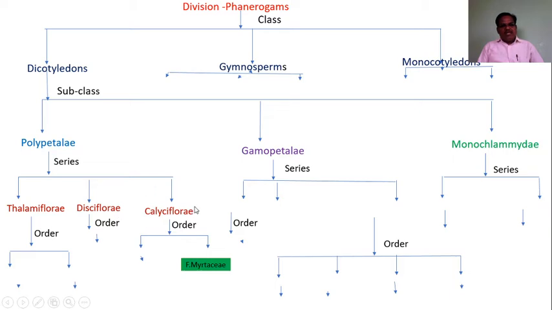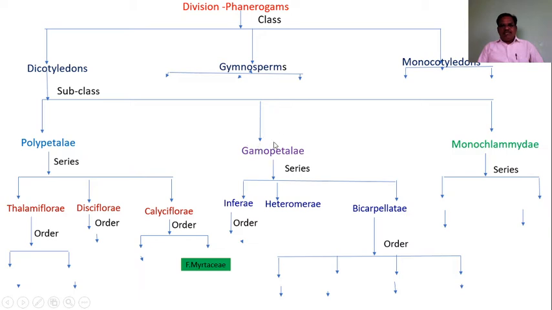And Calyciflorae, the calyx tube surrounds the ovary. Here, the calyx tube surrounds the ovary. This calyx tube surrounds the ovary totally. Then again here the subclass Gamopetalae divides into three series. Which are those? Inferae, Heteromerae and Bicarpellatae.